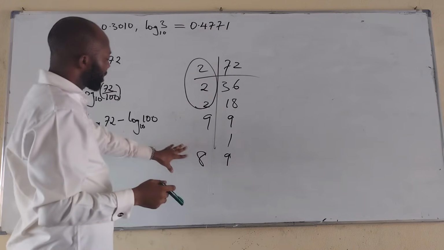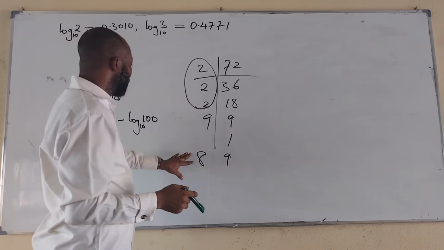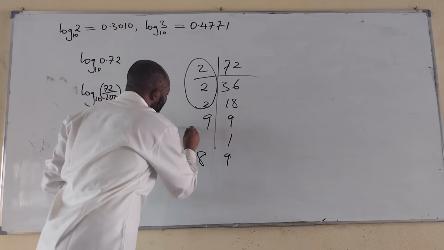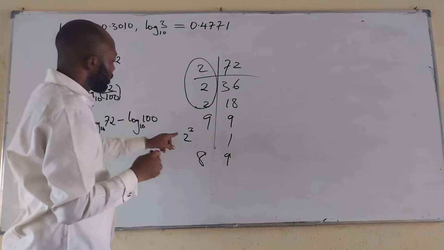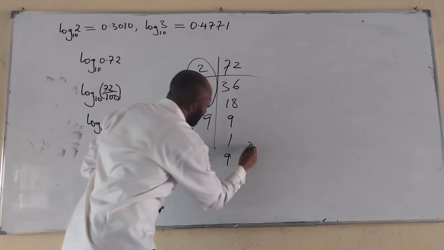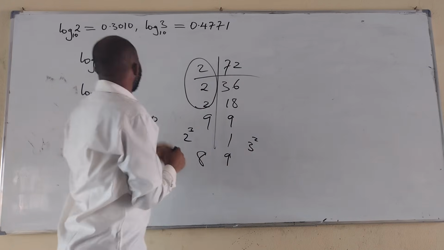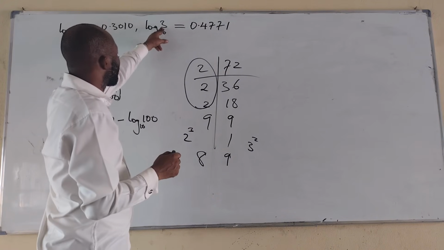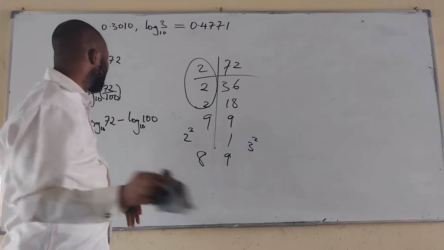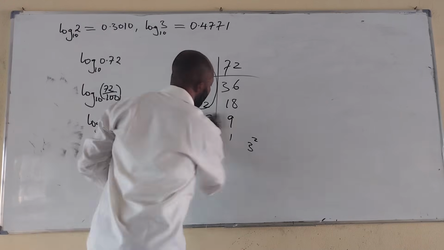If I have 8 and 9, how can I break this into what will give me 2? 8 is the same thing as 2 raised to the power 3. So I have 2 here. 9 is the same thing as 3 raised to the power 2. I have 3 here, so I can use that. So I can use 8 and 9 in this sense to substitute. So let's see how that works.